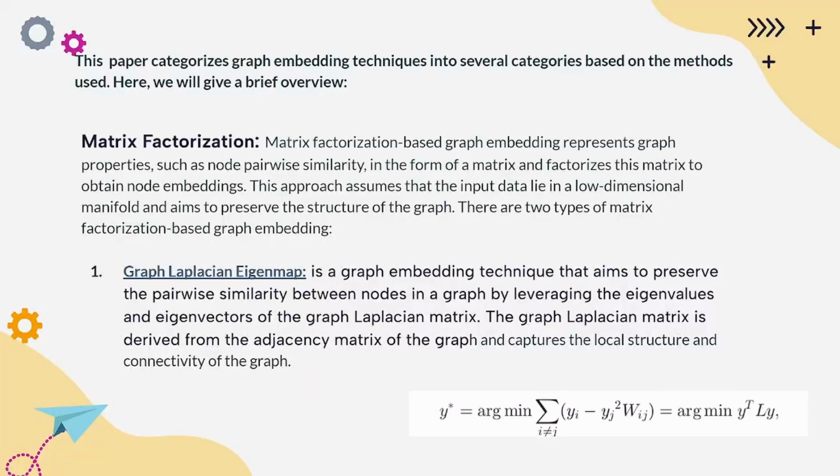The first one we are going to discuss is the graph Laplacian eigenmap, which is a graph embedding technique that aims to preserve the pairwise similarity between nodes in a graph by leveraging the eigenvalues and eigenvectors of the graph Laplacian matrix. The graph Laplacian matrix is derived from the adjacency matrix of the graph and captures the local structure and connectivity of the graph. The equation presented here is the objective function of the above mentioned statement. In this, Wij is the similarity between the nodes Vi and Vj.